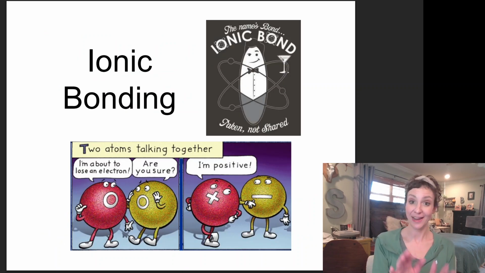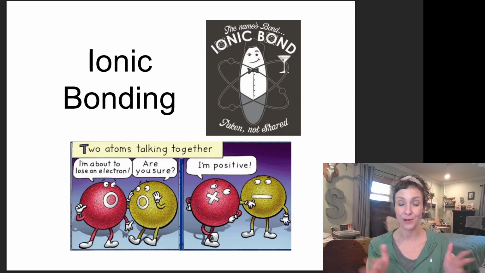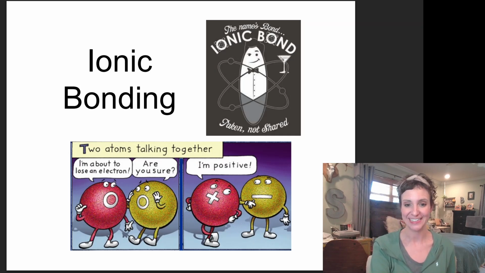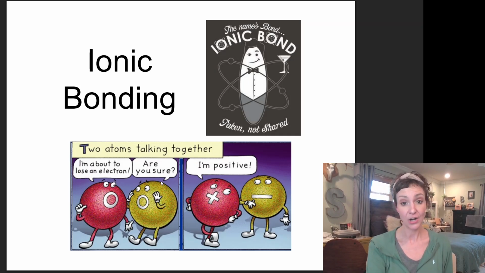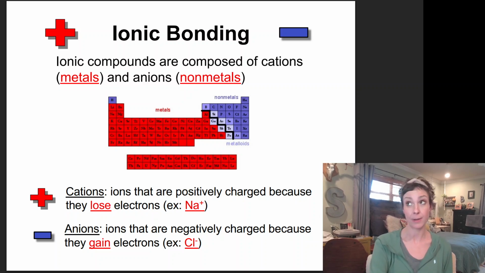Well, first of all, let's go back. The name's ionic bond, taken, not shared. So we wrote in our intro notes that ionic bonds transfer their electrons. They do not share like my covalents. Okay, and remember my atoms down here says, I'm about to lose an electron. Are you sure? Boom, I'm positive. Classic joke. I feel like I say it all the time, but it's still funny to me. And it's probably going to help you remember how cations are formed.